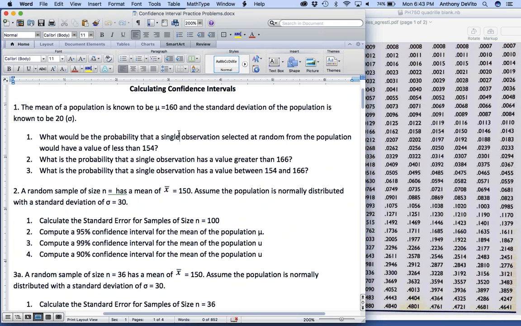What would be the probability that a single observation selected at random from the population would have a value of less than 154? Well, how would I do that? I'm just dealing with a normal distribution and a population. So I'd use the Z table for that, right? So I would look up X minus mu, 154 minus 160 would be minus 6, divided by the standard deviation, which is 20.